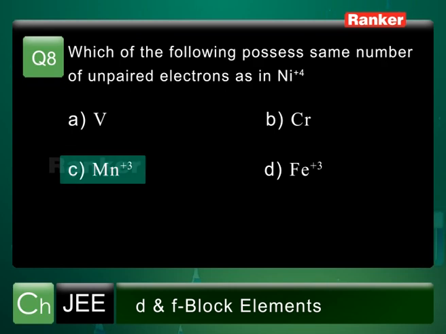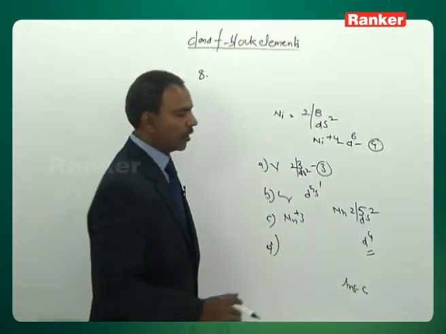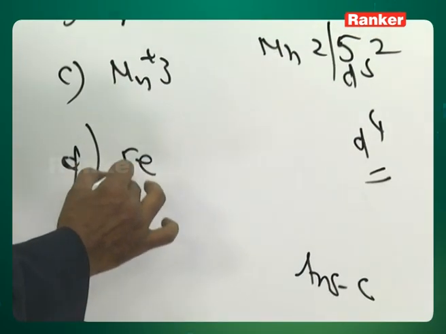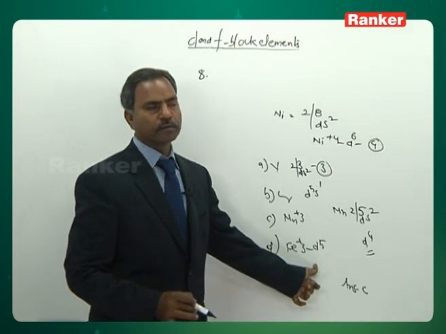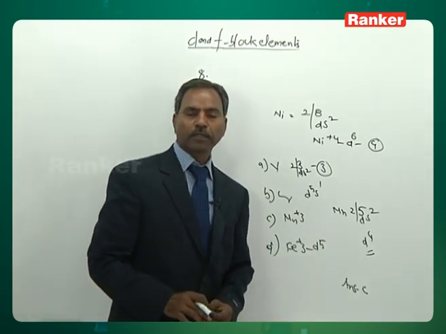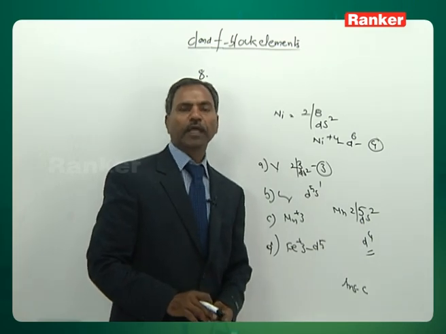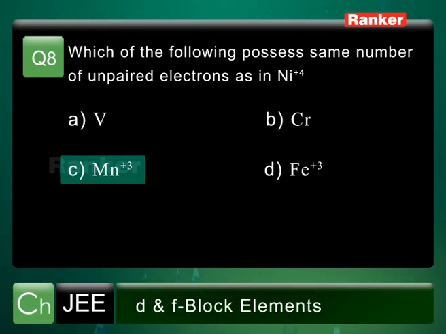But let us check option D also. Fe3+ means d5 configuration, carrying 5 unpaired electrons. So Ni4+ carries 4 unpaired electrons, and Mn3+ carries 4 unpaired electrons. So for this 8th question, option C is the correct answer.